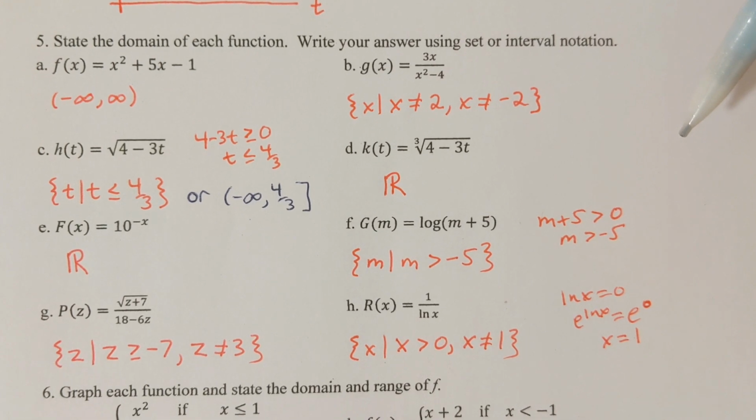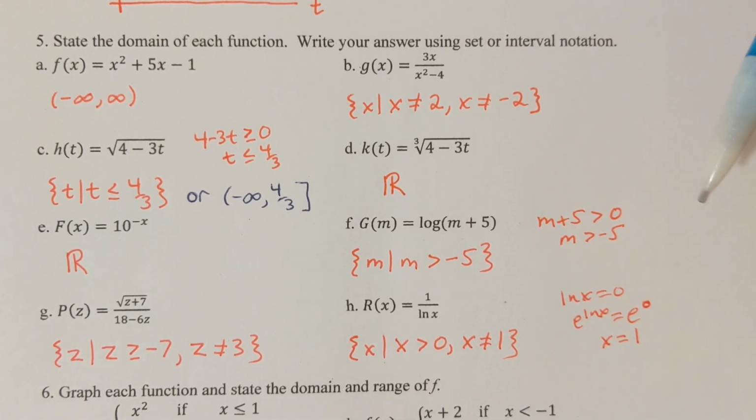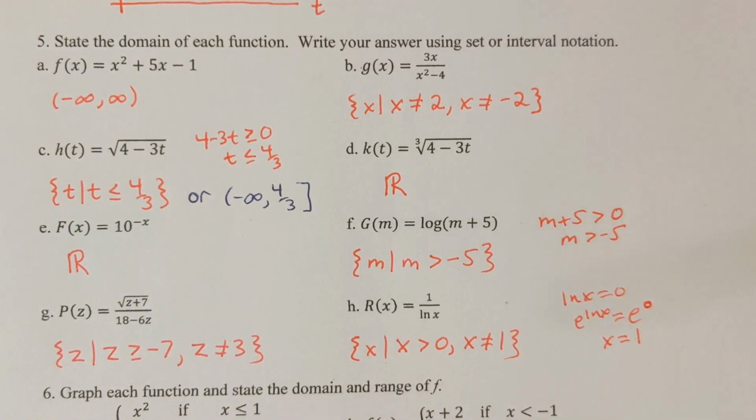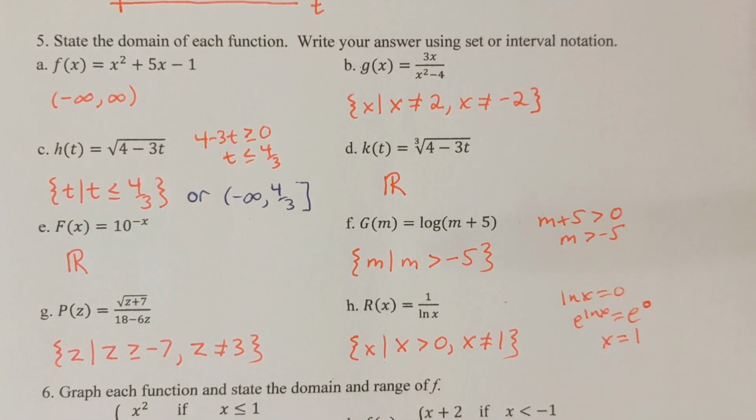Problem 5, state the domain of each function. Write your answer using set or interval notation. Okay, part A, we've got a quadratic function. The domain of any quadratic is all real numbers. In this function here, we're asked to pick a number. It can be any number we want. Okay, whatever number that is, we're going to square it, add 5 times that number, and then subtract 1. Well, I can do that to any number I want, and I just get another number in return, right? But I can do that to any number I want. So all real numbers are going to be okay there for x.